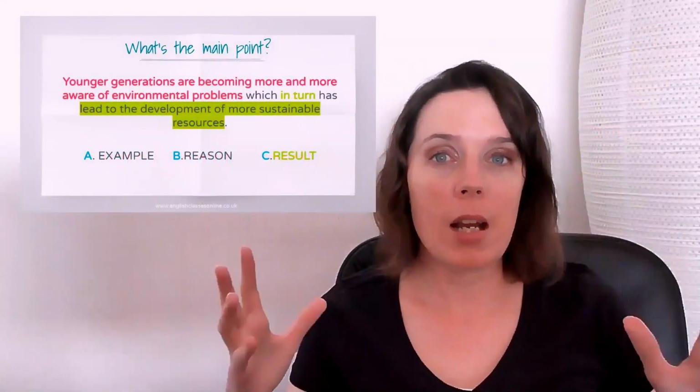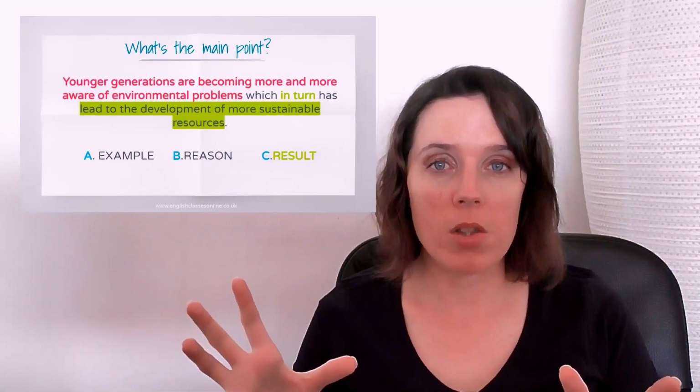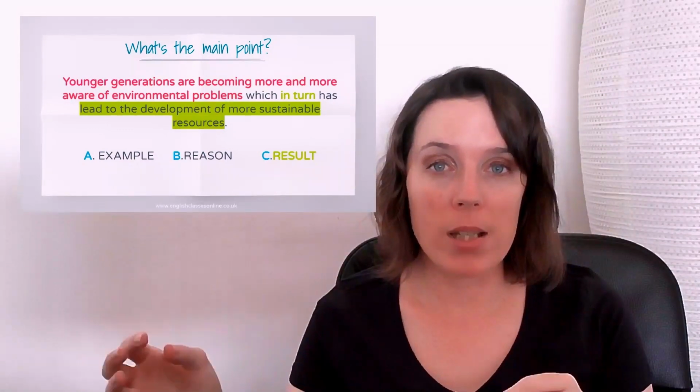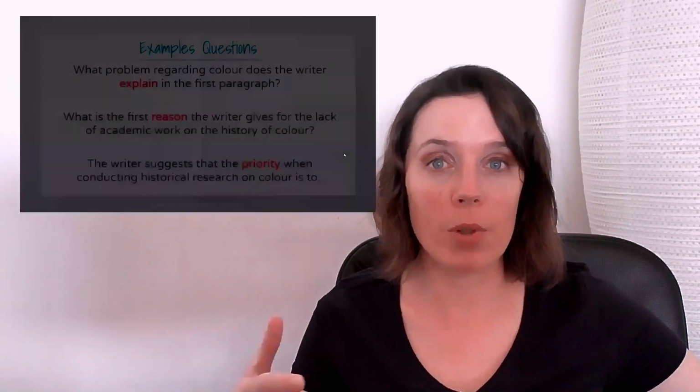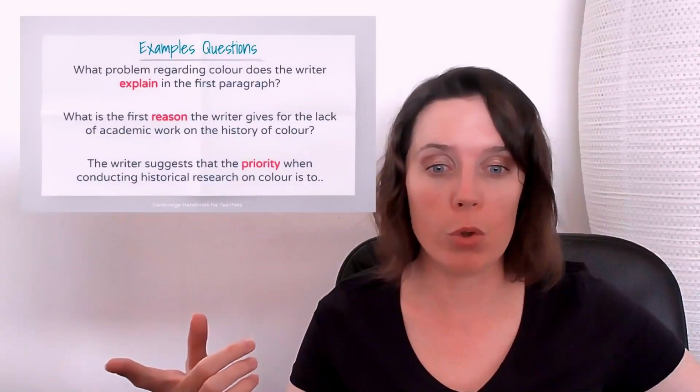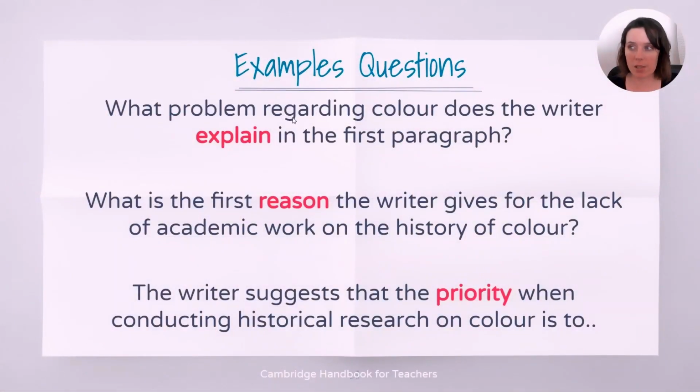Okay, so you can see how important it is to be able to distinguish between main ideas and supporting details. This is basically what you'll be asked to do in this task, okay? Again, if we take a look back at those genuine exam questions, they're always asking you for an explanation. They're asking you to identify a reason, a priority, i.e. the main point, okay? So this is what you need to do in this task.